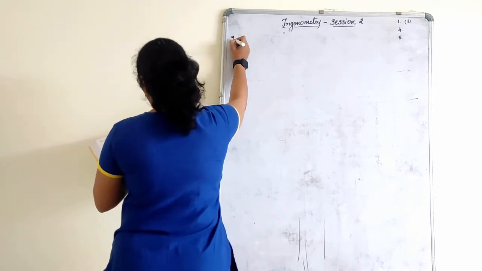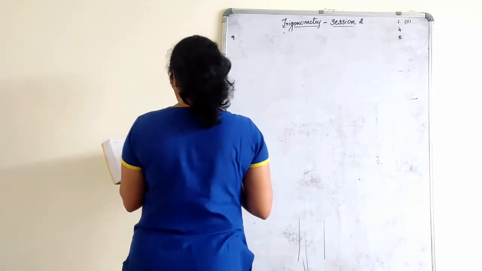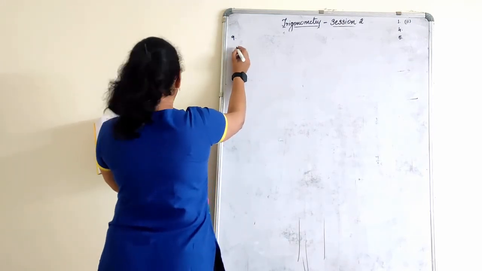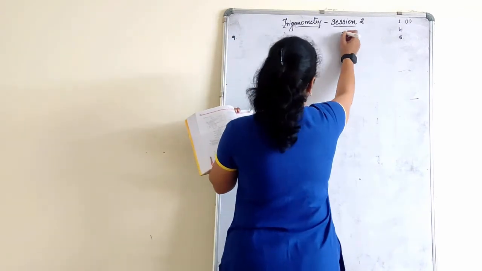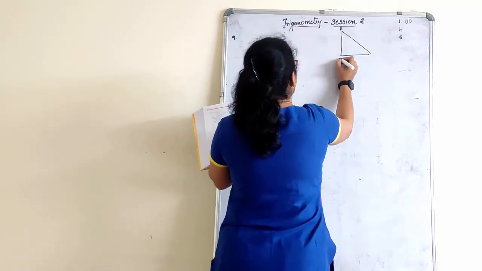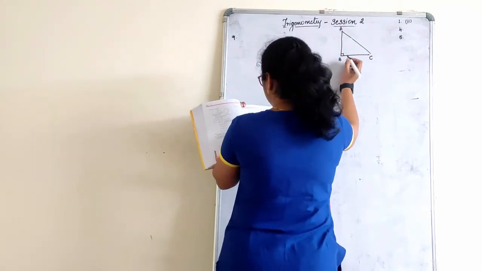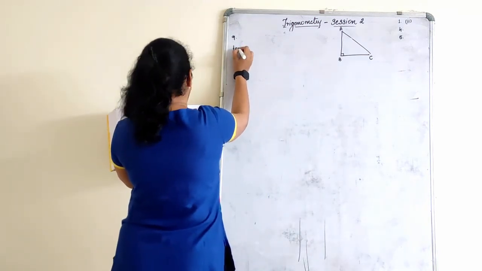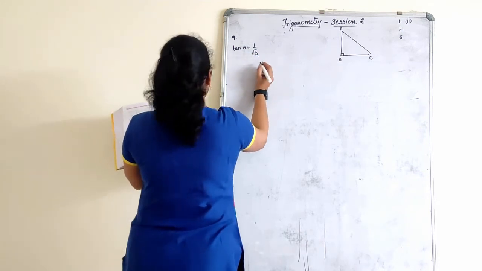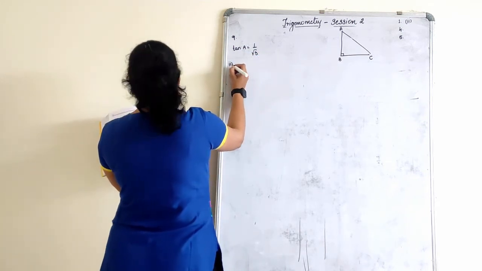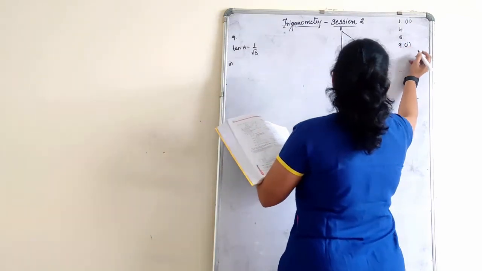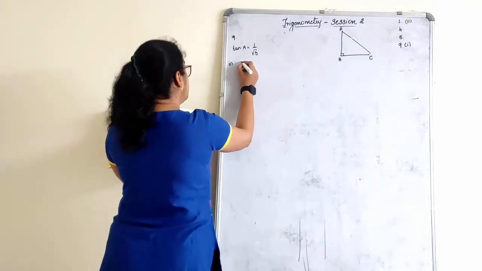Ninth one. If tan A is equal to, in our right angle triangle, which is right angled at B, A, B and C, tan A is equal to 1 by root 3. Then find the value of, I am going to do the second one because minus is given. Ninth one, the first one I am marking for homework. The second one, since it is a minus sign, I will do it.